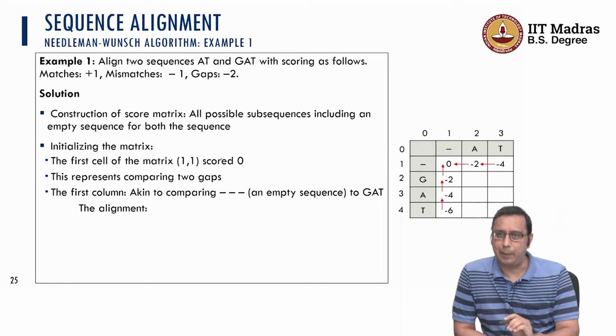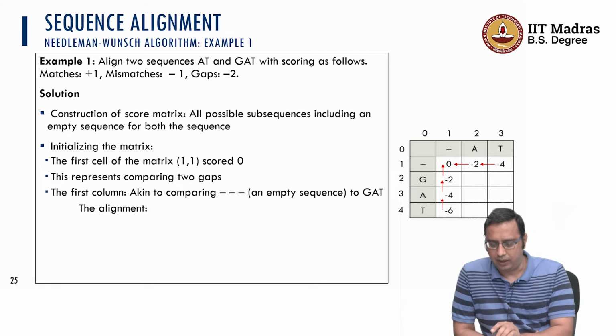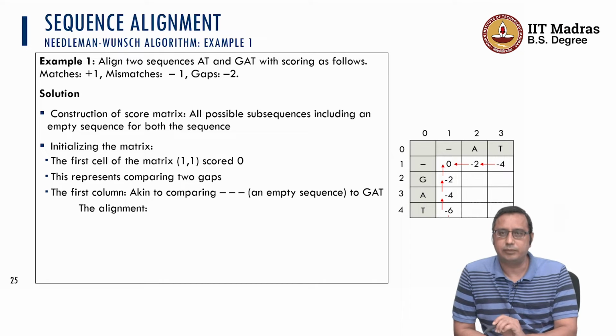Then to represent the gaps, one in the case of AT as well as in the case of GAT, I am going to travel in the downward direction and compute the scores. Remember that the arrow indicates something different. The arrow does not indicate the direction of movement. The arrow indicates which cell the score was computed from.